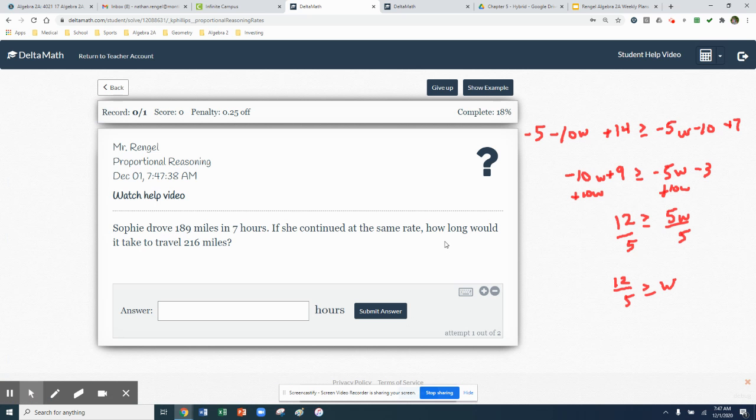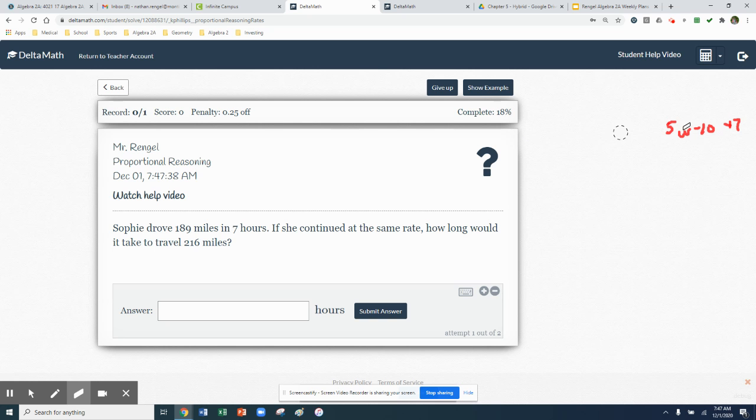All right, so we'll head into next our proportional reasoning. And it says our person Sophie is going to drive 189 miles in 7 hours. So when we have that miles and hours, we're going to start to be able to figure out her miles per hour. And if she continued at the same rate, how long would it take to travel 216 miles?